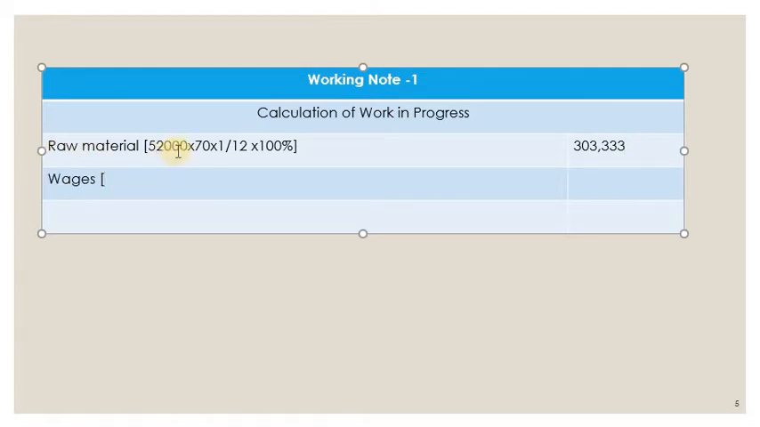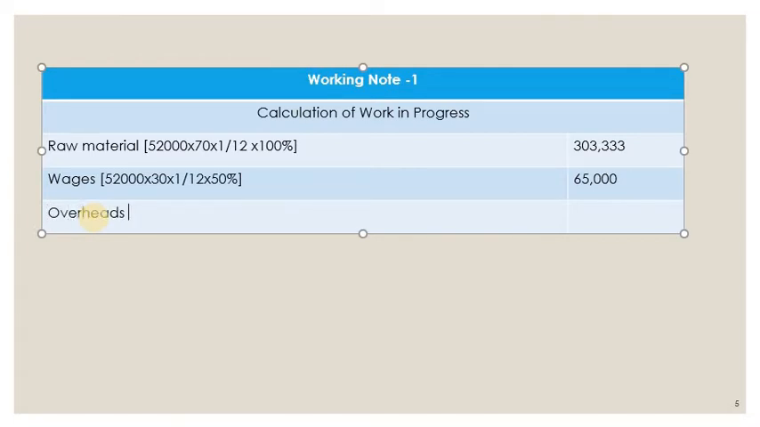Then direct wages. So again wages, the same calculation has to be done here. So the price of the wages is 30 into 1 month is the work in progress into, nothing is given, so 50% has to be taken as the wages price, wages for work in progress. So what is the value? So it is 65,000.